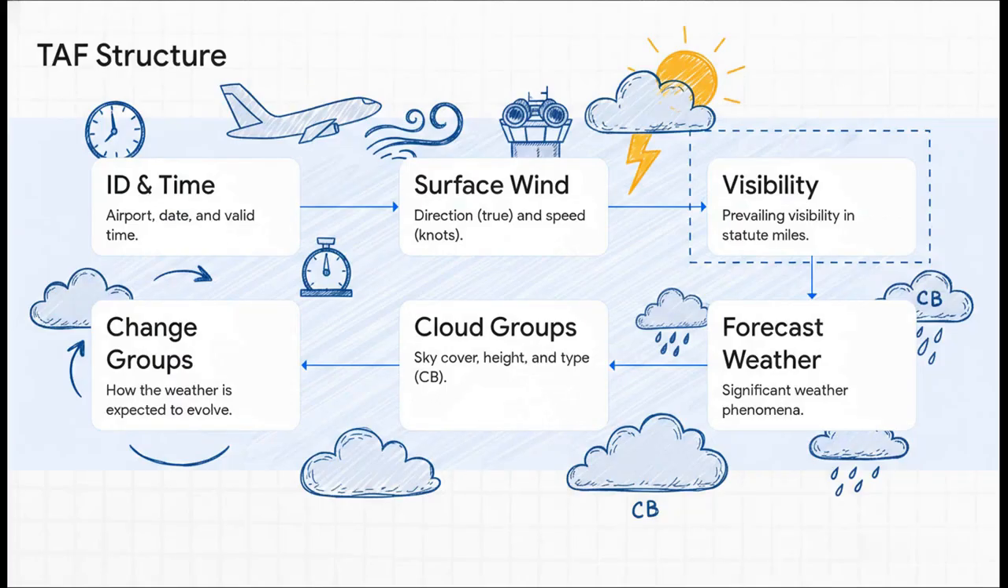And just like a METAR, a TAF follows a very strict, consistent order. It's always going to start with the airport and the time, then move right into wind, visibility, weather, and clouds. Once you know this sequence, you always know where to find the info you need. And then at the end, you have the change groups, which tell us how the weather is going to evolve. We'll get to those in a bit.